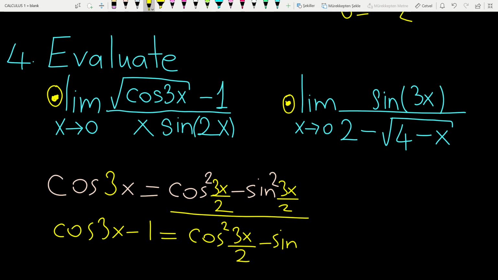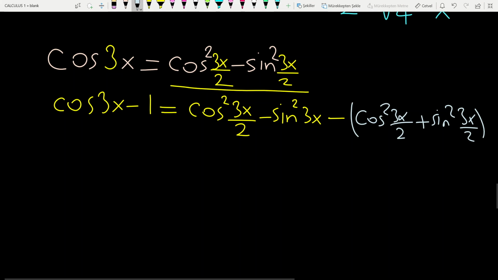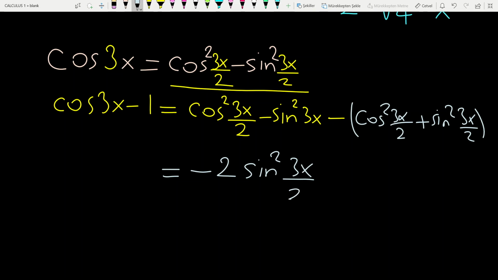Minus sine squared 3x. So I have to subtract 1. So instead of 1, you can subtract cosine square plus sine square, right? Cosine square 3x over 2 plus sine square 3x over 2. Let's continue. If you substitute right hand side of the equality, you see that you have minus 2 sine square 3x over 2. So cosine 3x minus 1 is equal to minus 2 times sine square 3x over 2.